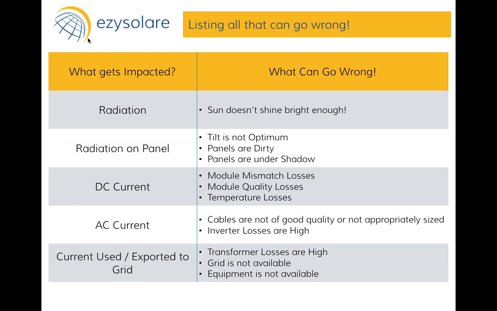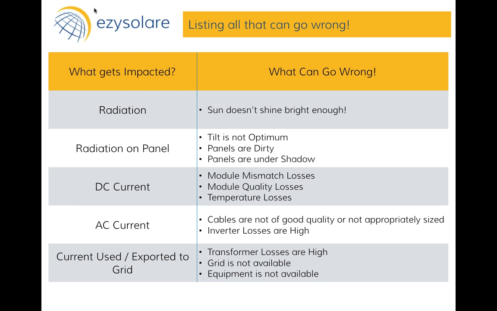So the factors that can possibly get impacted: number one, the radiation. That can impact the performance of the power plant. If your radiation is less, obviously your generation is going to be less. Second is the radiation that you end up receiving on the panel. Once you have got the radiation on the panel, then the DC current that you'll get from that panel, then the AC current that you'll get from the inverter, and finally the power that is generated, either consumed or exported to the grid.